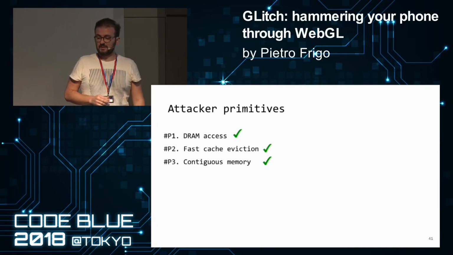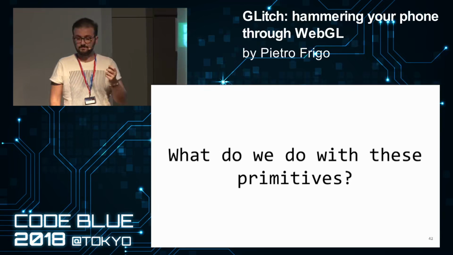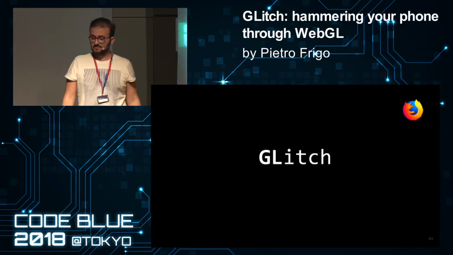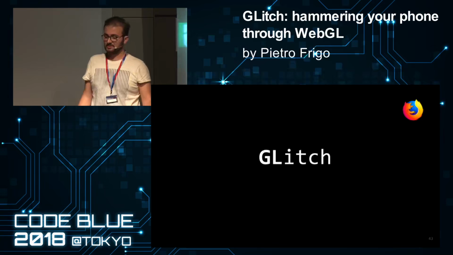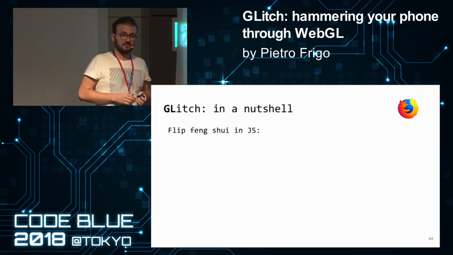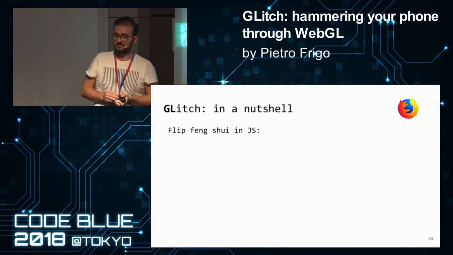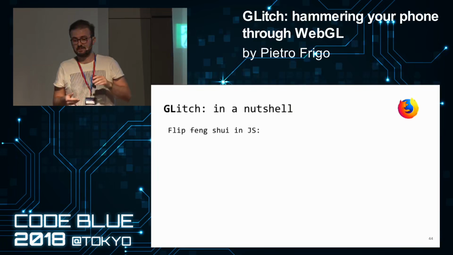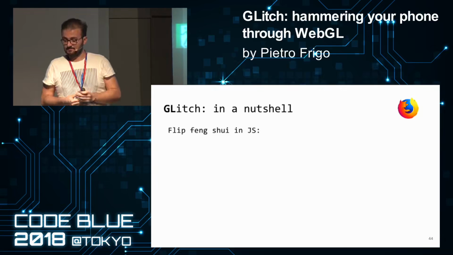So we have our 3 primitives. The next step is, what do we do with these primitives? And the answer is GLitch. GLitch is our exploit that we developed, and we dubbed it GLitch because of RowHammer, which is a hardware glitch, and GL because of WebGL. And the way GLitch works is basically Flip Feng Shui in JavaScript. We call this process Flip Feng Shui because it's very similar to the Feng Shui attack, but you do it on the physical level, so in DRAM.